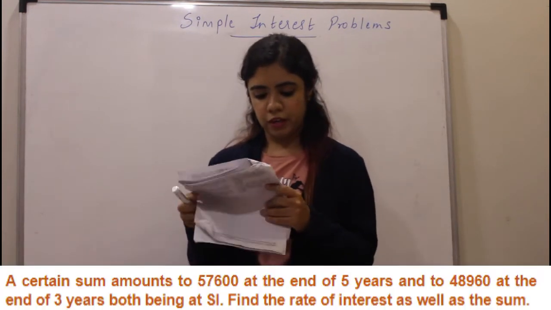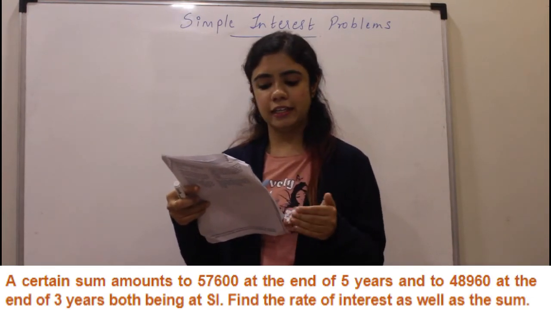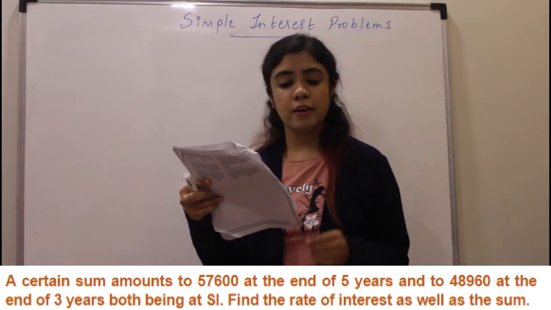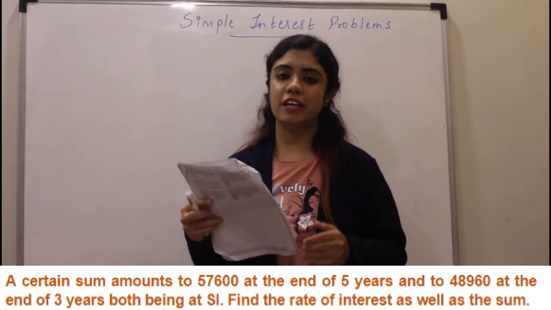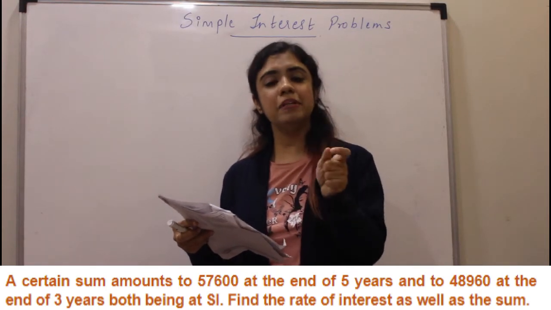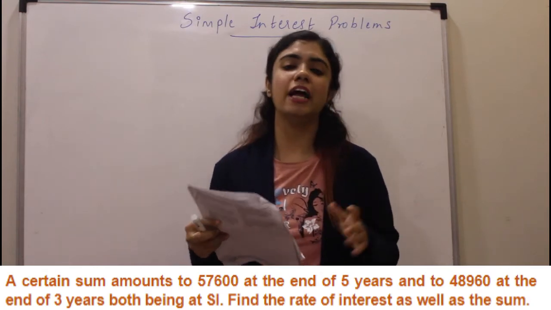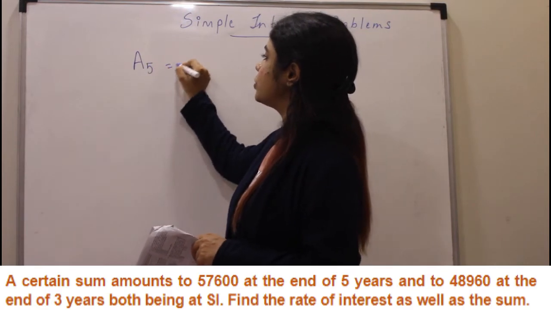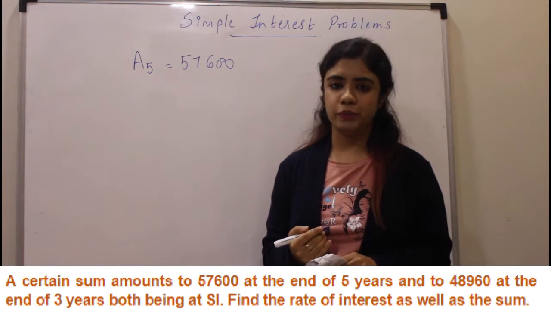What does it say? A certain sum amounts to 57,600 at the end of 5 years and 48,960 at the end of 3 years, both being at simple interest. Find the rate of interest as well as the sum. ठीक है, तो उन्होंने क्या दिया है? A certain sum, that means a certain principal, amounts to 57,600 at the end of 5 years. तो amount दिया है 5 years के बाद, which is 57,600.